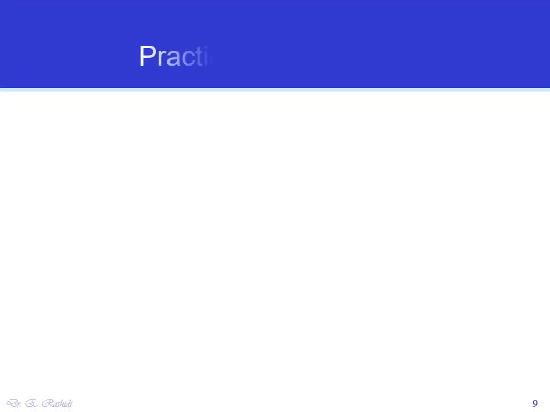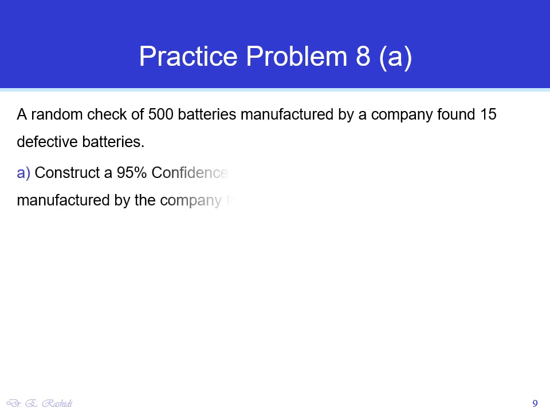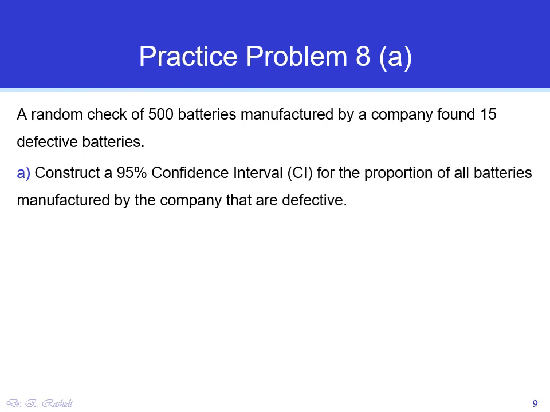This problem. A random check of 500 batteries manufactured by a company found 15 of them defective. Construct a 95% confidence interval for the proportion of all batteries manufactured by the company that are defective. So please pause, work on this problem and find a 95% confidence interval, and then come back to see the solution.